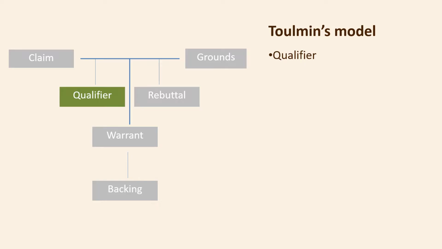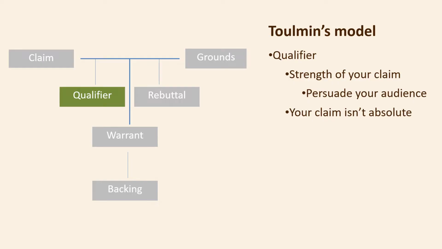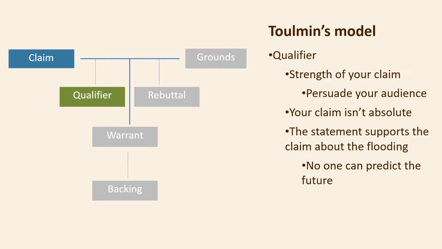The second complementary element is the qualifier. The qualifier indicates the strength of your claim and affects whether your argument will persuade your audience. Sometimes your claim isn't absolute. It has shades of grey. Qualifiers acknowledge this. Words like presumably, some, or many signal that your claim might not hold true in all situations. The statement, "It is reasonable to assume that there will be even more rain in the future," supports the claim about the town's flooding. However, no one can predict what will happen in the future.